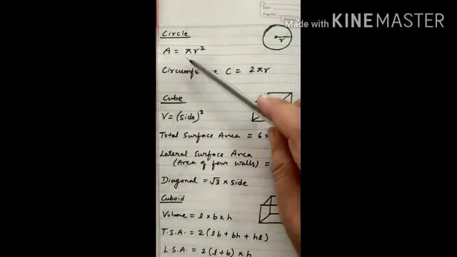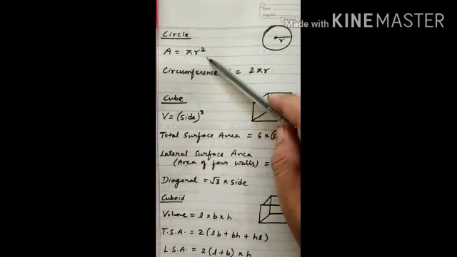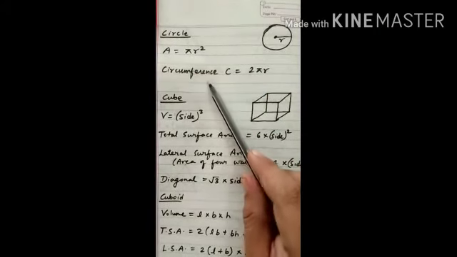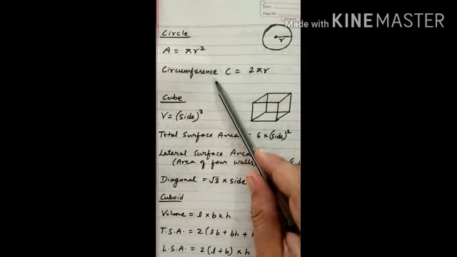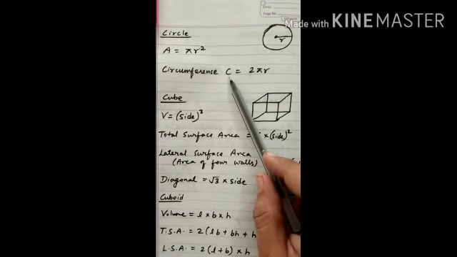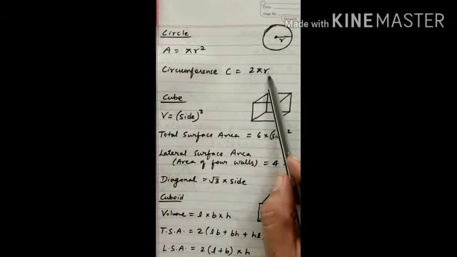A circle has area equals pi r square, and circumference, which means perimeter of the circle, is represented by C equals 2 pi r.